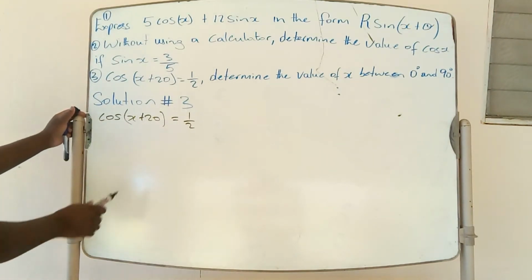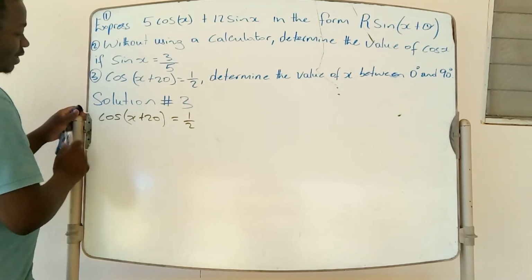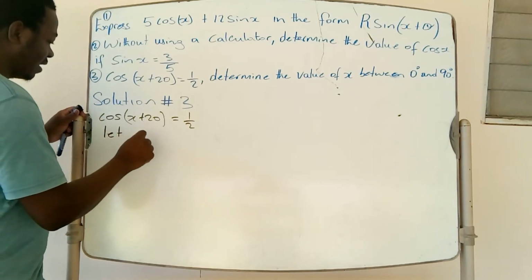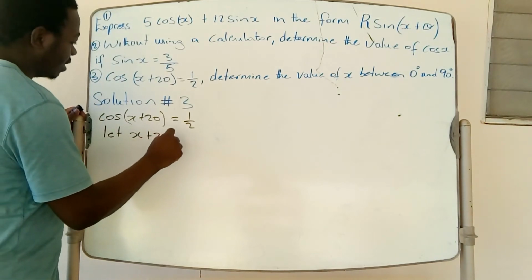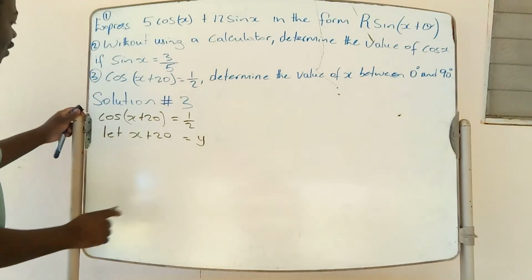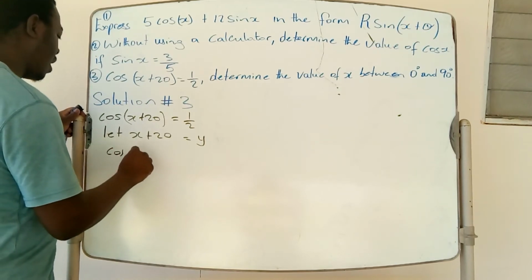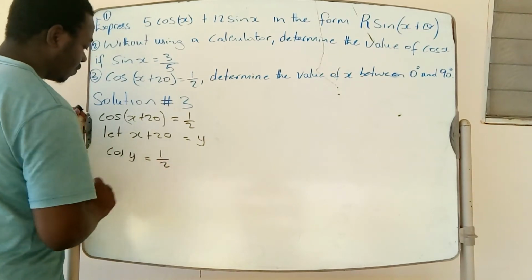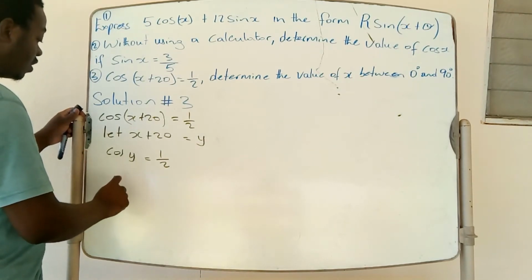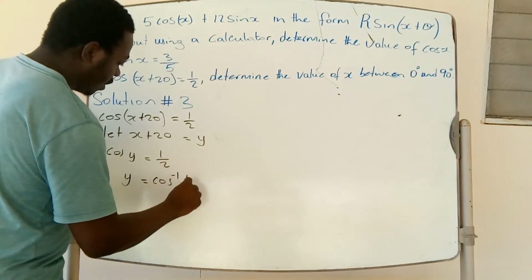Right? How are we going to solve this? We're not going to expand this. Right? What we are going to do is to say let x plus 20 equal y. That's inside of the bracket. So I now have cos y is equal to a half. So I can find y, right? Take the cos inverse of both sides. So y is equal to cos inverse of 1/2.